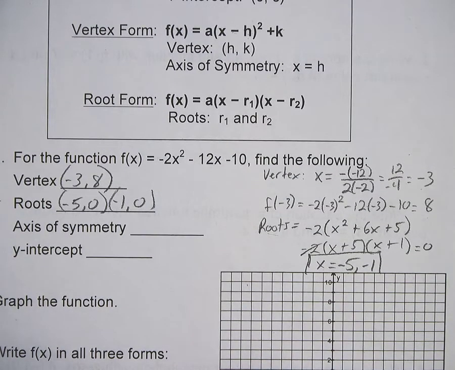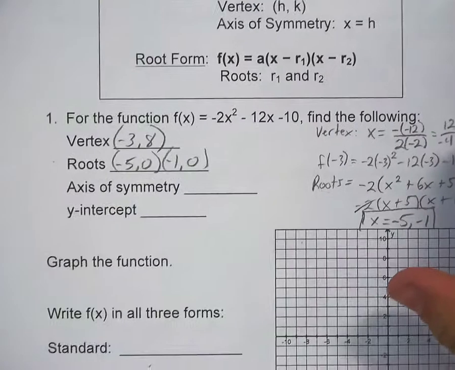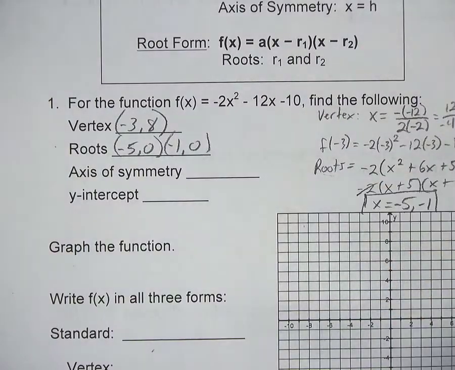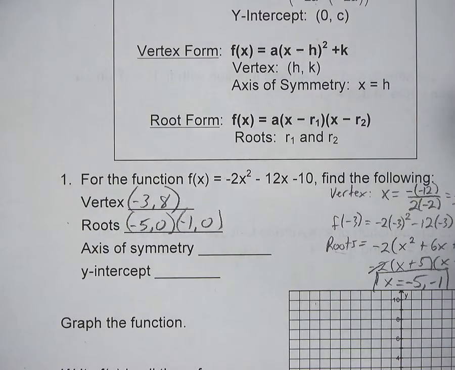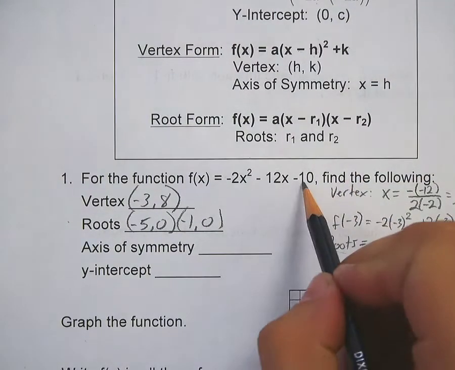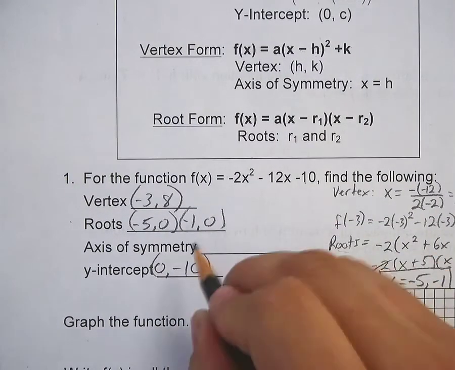Okay? Now for axis of symmetry. This one is going to be a little bit different. So what I would say to do here first is to go through and write the different forms. It makes it a little bit easier. Y-intercept is pretty easy to see. Your y-intercept in this case is -10, just this last number. So 0, -10.